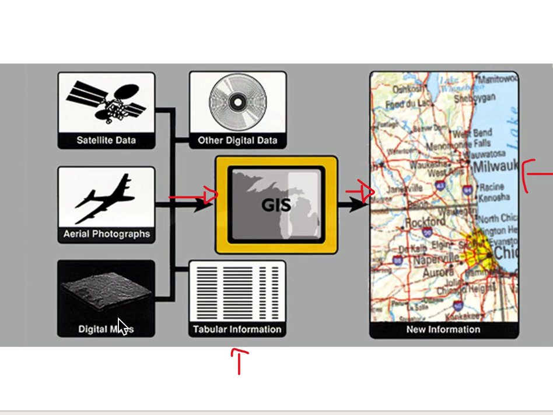Also, each type of data has tabular information associated with it. So again, after this short lecture, I will show you how to find the tabular data for each type of data set or each type of layer on ArcGIS Online.